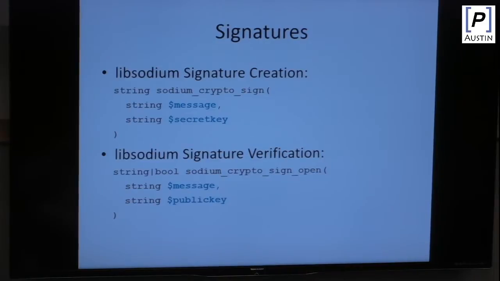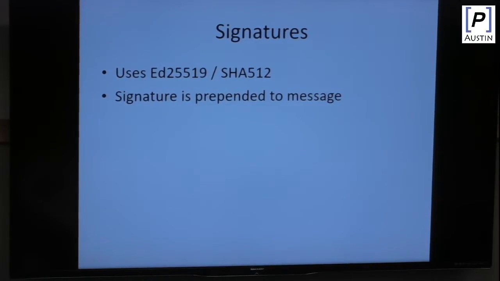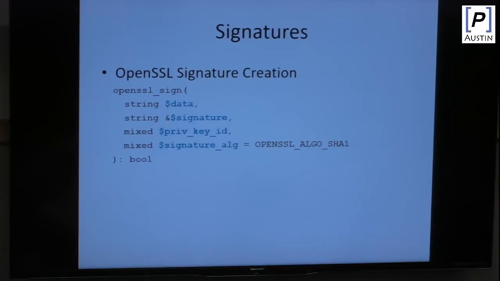Signatures. This is how you use signatures in libsodium. It's pretty straightforward. You have two parameters, message and secret key, to create it, and then to verify, the signature, public key, and message. Then I use Ed25519 and the signature is prepended to the message. So this is how it was done as well.